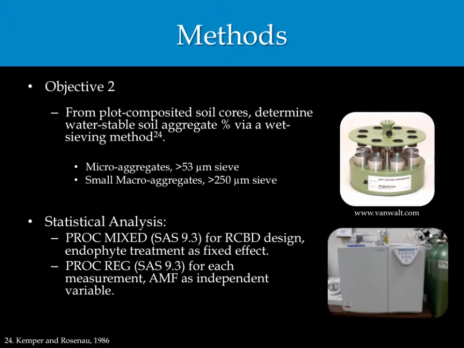For my second objective, my soil properties, using plot composited soil cores, I determined water-stable soil aggregate percentages using a wet sieving method. I actually separated these into microaggregates, anything greater than 53 microns, and small macroaggregates, so anything greater than 250 microns. My statistical analyses incorporated a Proc Mixed model in SAS for a randomized complete blocking design with endophyte treatment as a fixed effect. I also took the opportunity to run some regression analyses using AMF as an independent variable with each of my measurements.